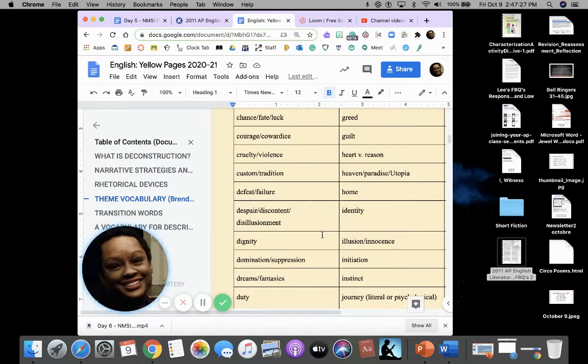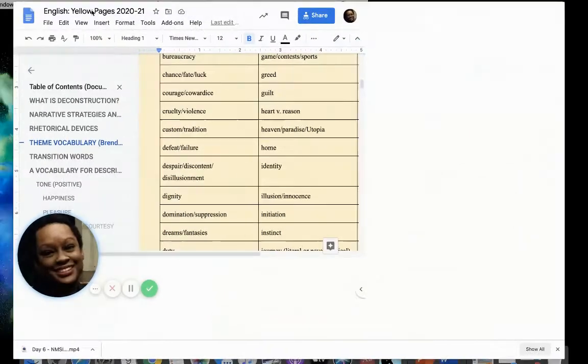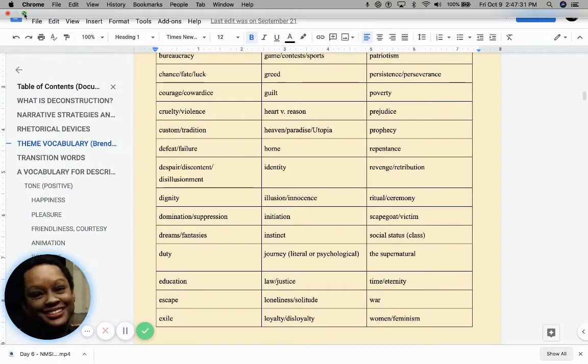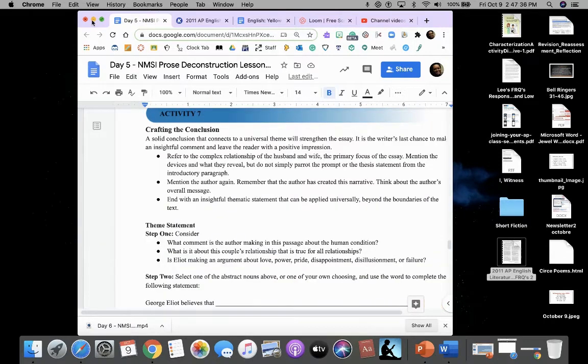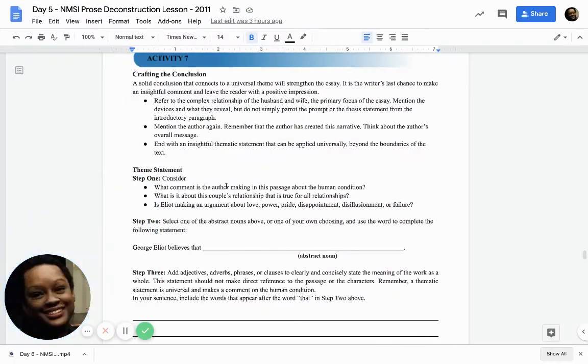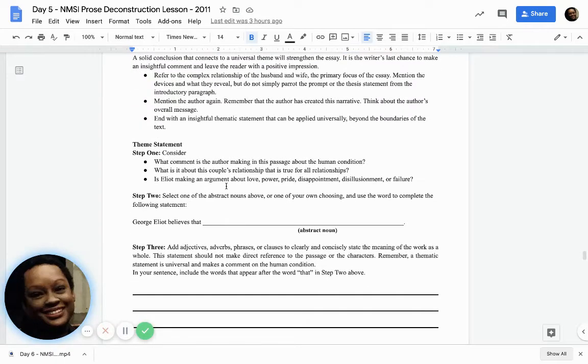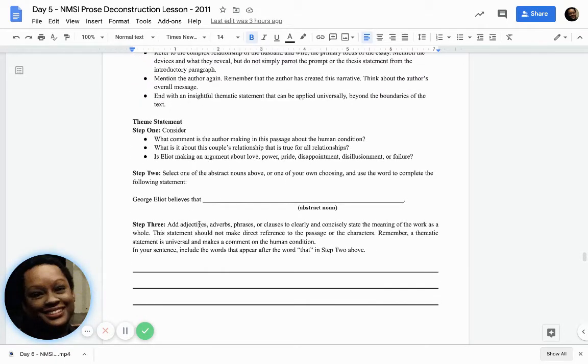And you can look, of course, at the yellow pages there and find an abstract noun there. I hope it can back up what you say in the text. Make sure that you do that. We're going to go back to day 5 now. And I am going to pause the video and let you guys do that for right now.